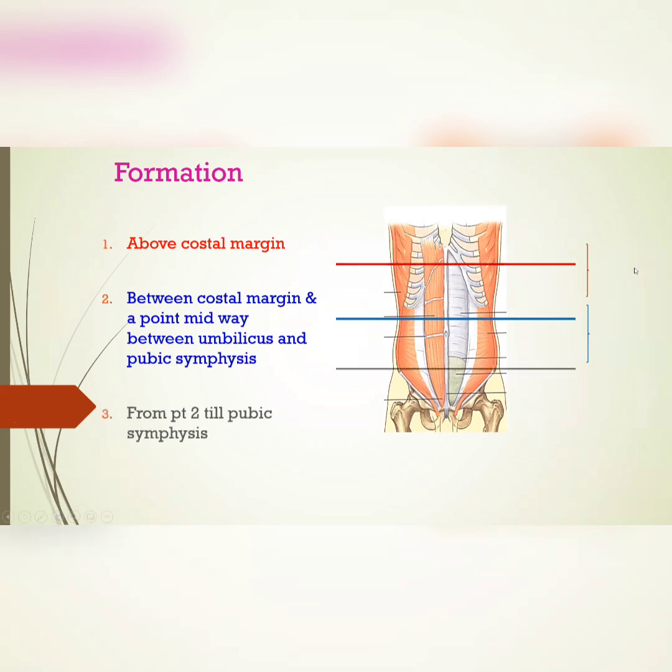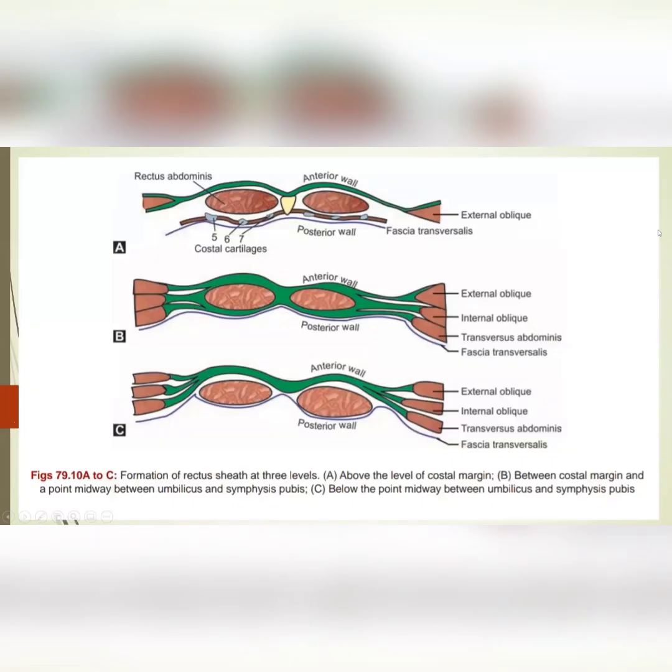So the third level where you learn about the rectus sheath is from a point midway between umbilicus and pubic symphysis up to the level of pubic symphysis. This is a diagram that you have to learn from your textbooks. This is the cross-sectional view of the anterior abdominal wall.